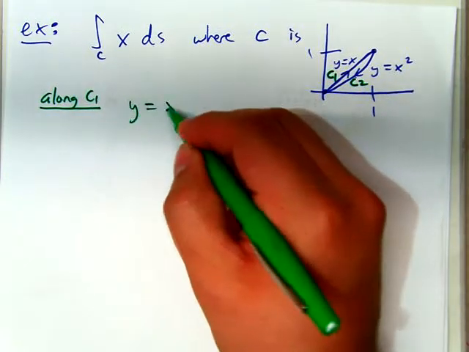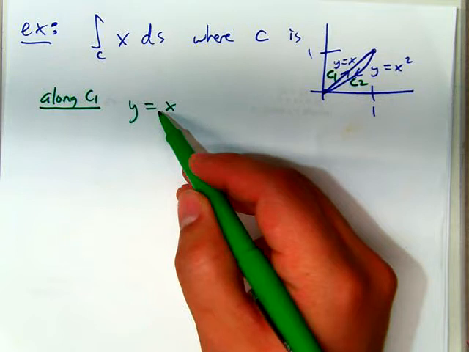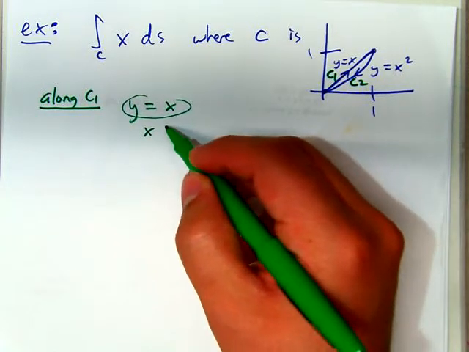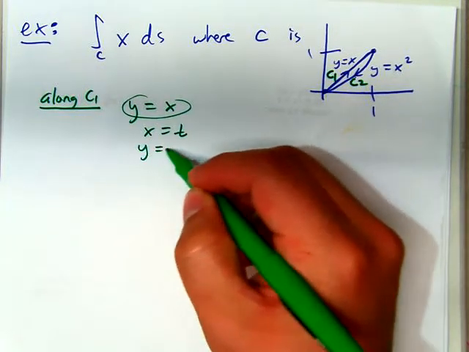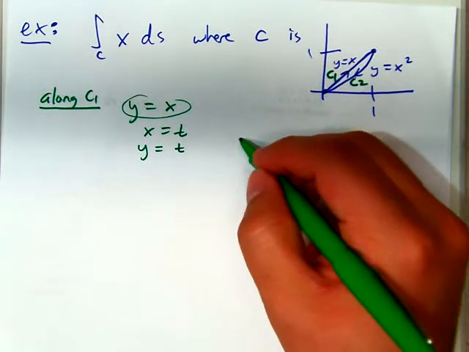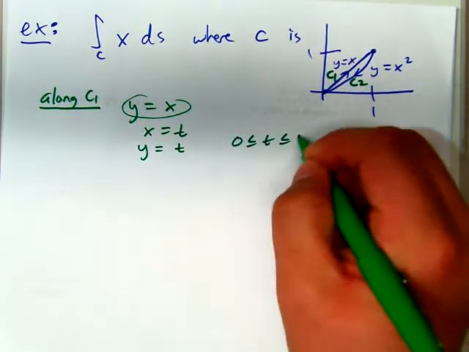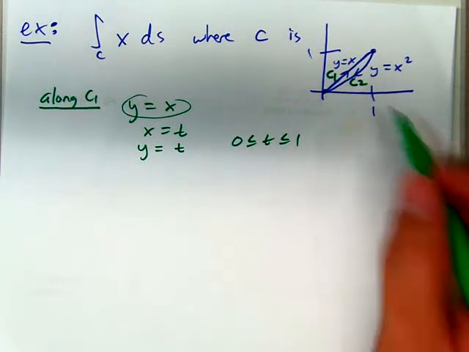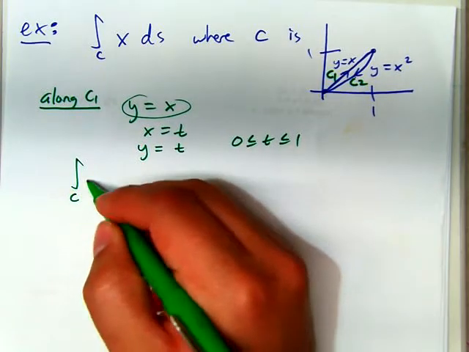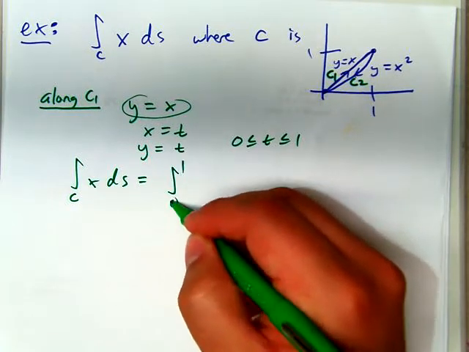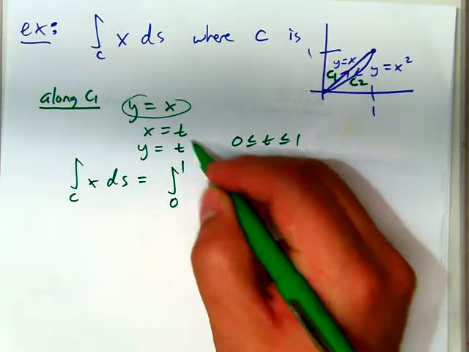So first we want to parameterize the path y equals x. Well, if y equals x, then we can simply let x equal t and y equal t. And t would just be from 0 to 1 here. Okay, so then our line integral becomes the integral from 0 to 1. Now we're going to replace everything in terms of our new parameter t.